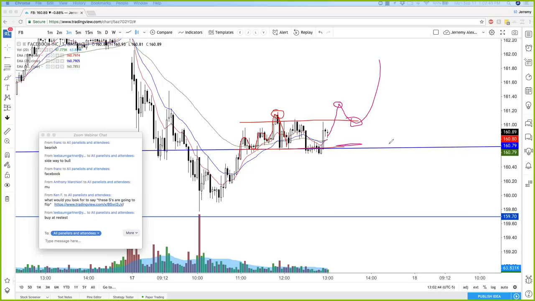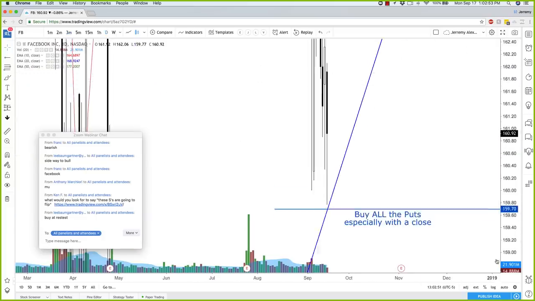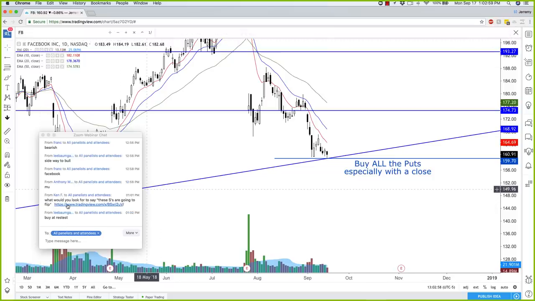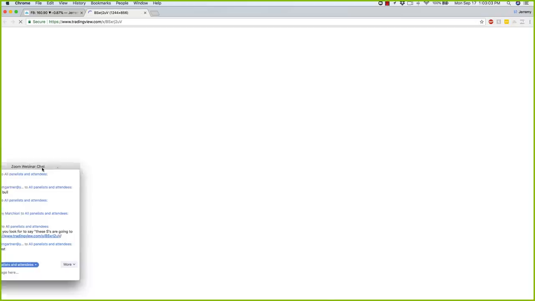You want to know and ask yourself the big question of, am I getting in at the right time? Am I chasing the trade, or do I feel like I have the ability to buy the dip? And the key is most usually you will get those dips. Ken says, what would you look for to say these S's are going to flip?